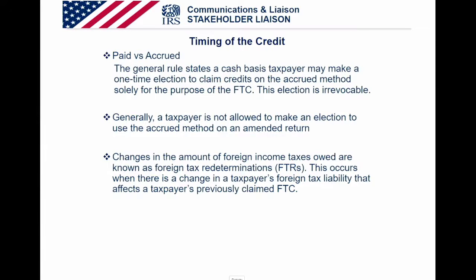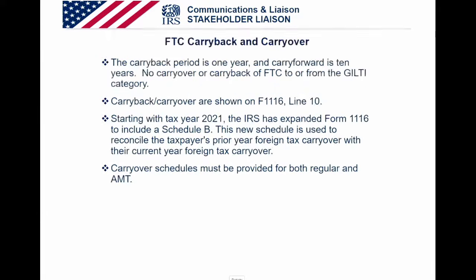If they do deduct them, they have to treat any carryback or carryover as if they were used in that year. A taxpayer in an excess credit position for a given year is allowed to carry back or carry forward the excess foreign income taxes. But there is one exception. No carryback or carryover is allowed for the GILTI income category. The FTC carryback and carryover amount is shown on line 10 of the Form 1116. There should be a statement attached to the tax return showing the carrybacks and carryovers and how they are used.